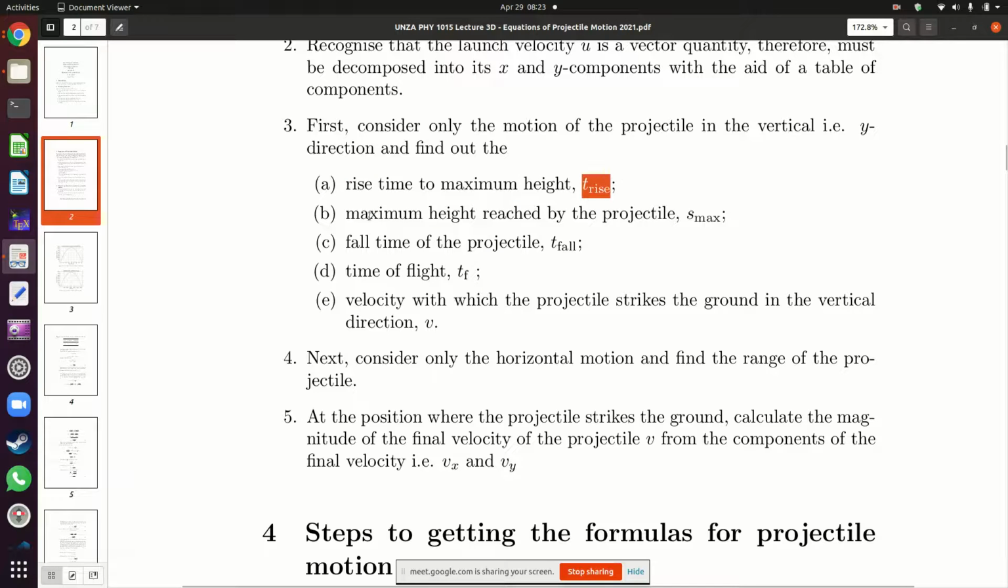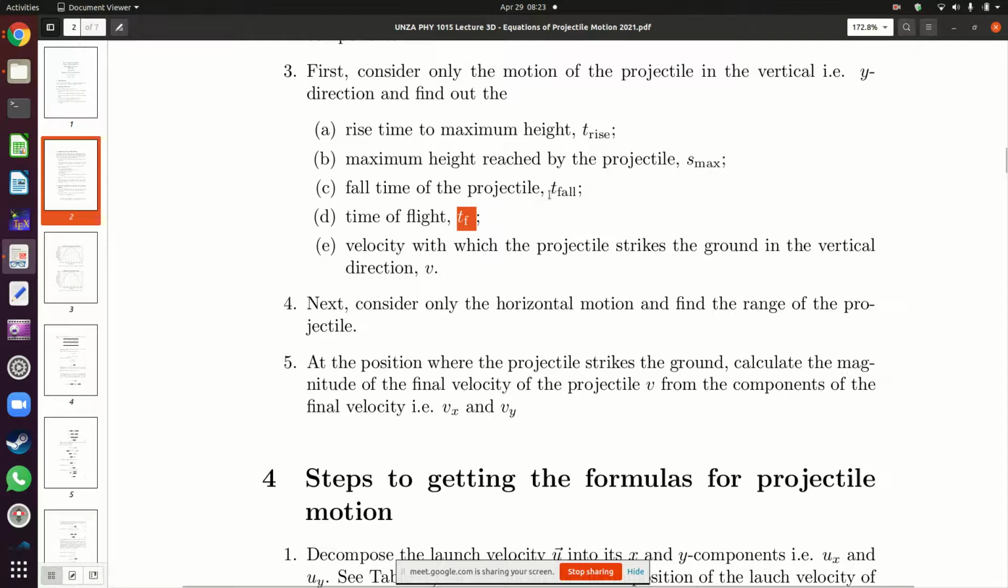We are also interested in finding out the maximum height reached by the projectile during this rise time, which is S max. Then from S max, we also want to find the fall time of the projectile. Then using the rise time and the fall time, we want to find the flight time. We know that flight time is just the rise time plus the fall time. Then also using the fall time, because the projectile is falling from maximum height, we want to find the velocity with which it is going to strike the ground, which is Vy here. So that's what the next step is going to be.